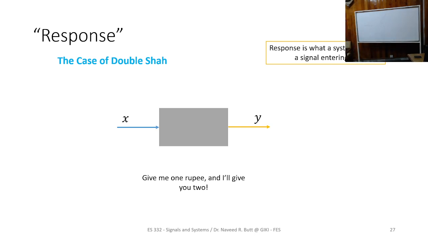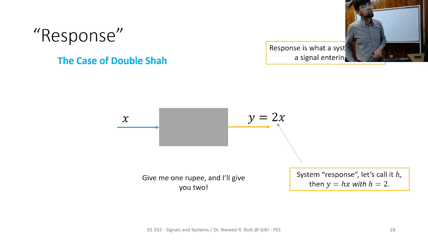तो but just to give you an idea of what we mean by response here. So he says, okay, give me 1 rupee and I'll give you two. So this box is double shah now. He's our system now. Even he can be a system, right? So what is the response then? The response is, if you give me x, I give you 2x. So the response is doubling.